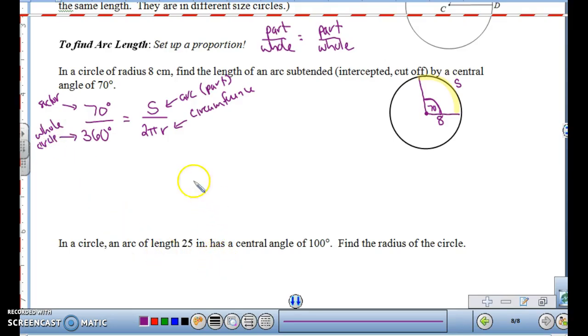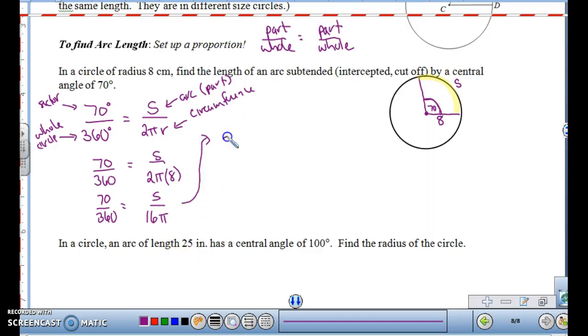So let's plug in what we know. We know 70 is to 360 as S, we'll just leave it as S, over 2 times pi times r, which in this case is 8. Simplifying a little bit, I'm going to leave this in terms of pi for right now. So 70 over 360 equals S over 2 times 8, which is 16 pi. So what do you do when you have a proportion? You cross multiply.